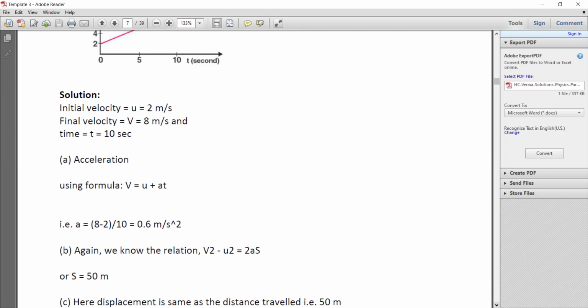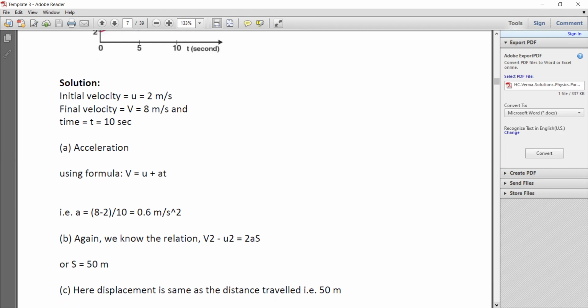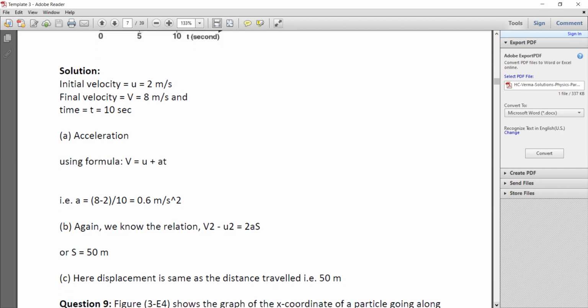B, distance traveled. We know the relation v squared minus u squared equals 2as, where s is the distance traveled. Solving for s, we get s equals (v squared minus u squared) / 2a equals ((8 meters per second) squared minus (2 meters per second) squared) / (2 times 0.6 meters per square second) equals 50 m. C, displacement. In this case, the displacement is the same as the distance traveled, i.e., 50 m.